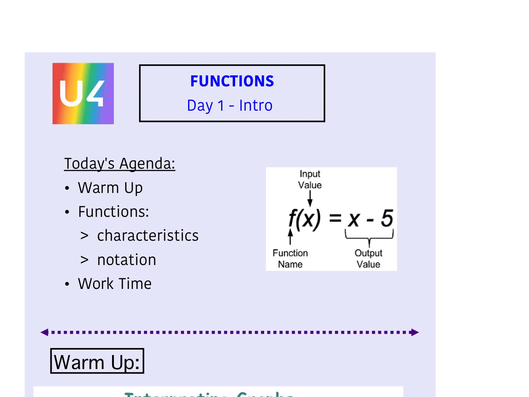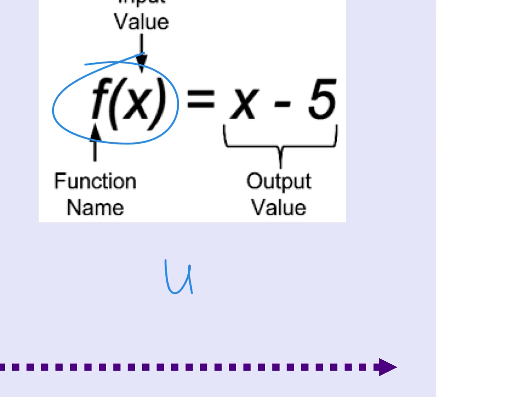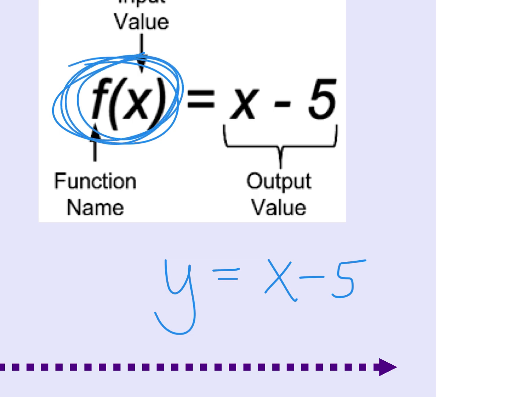Okay, so functions. This is the new unit. This is a funny way of writing y. You can just write y equals, okay? And y equals x minus 5 is just fine. There's nothing wrong with that. It's just that when you write it this way, there's a couple advantages.